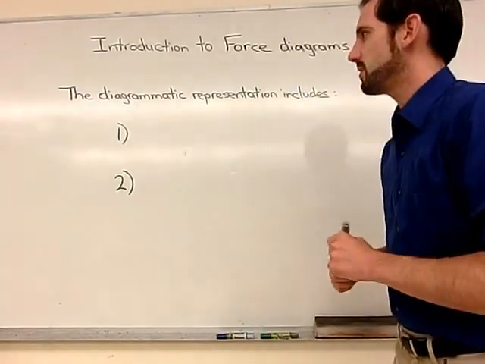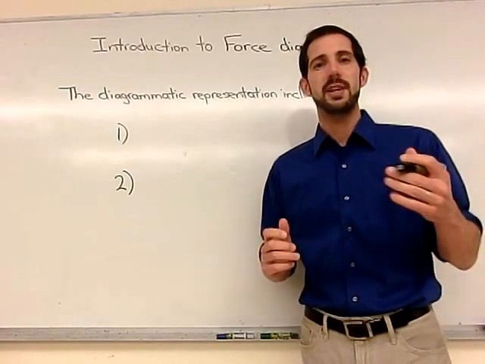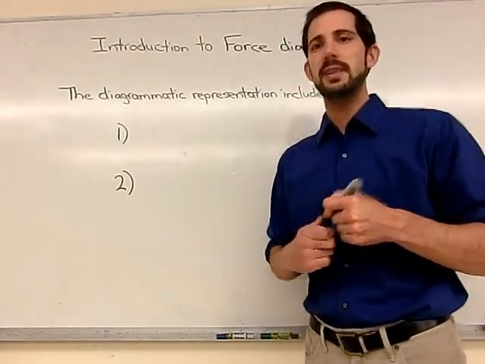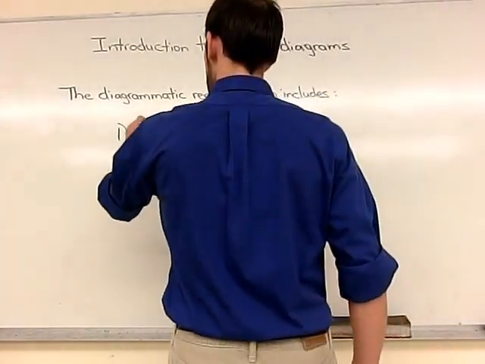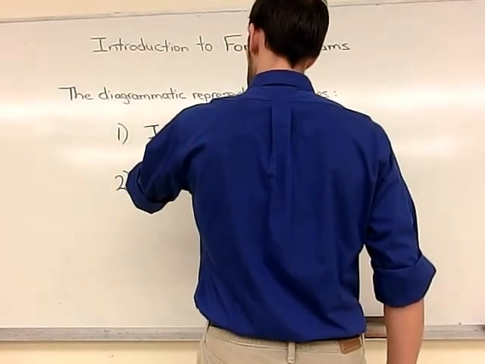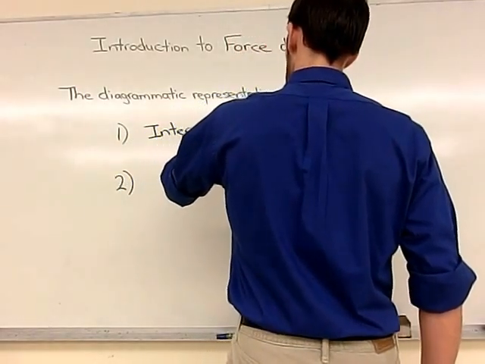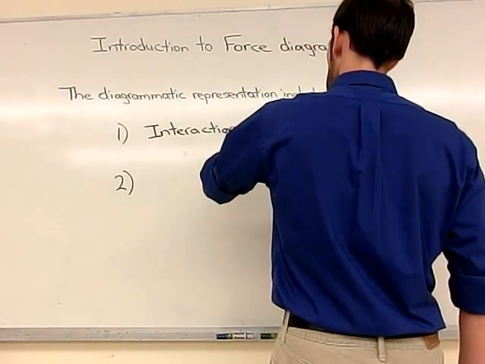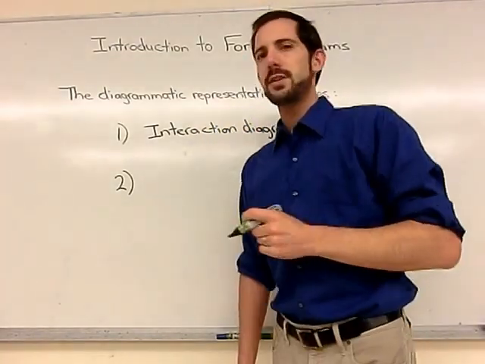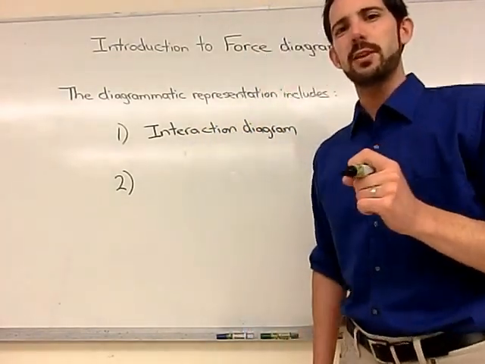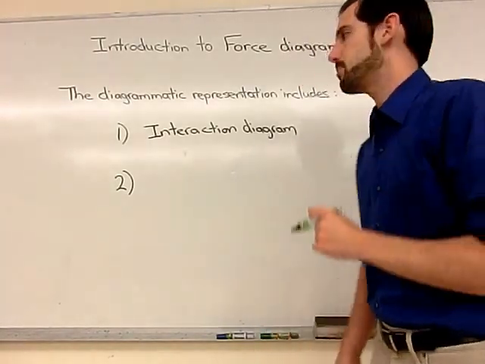There are two pieces to any diagrammatic representation. The first piece is going to be the interaction diagram. The interaction diagram will have two specific elements. The first is going to be the object.